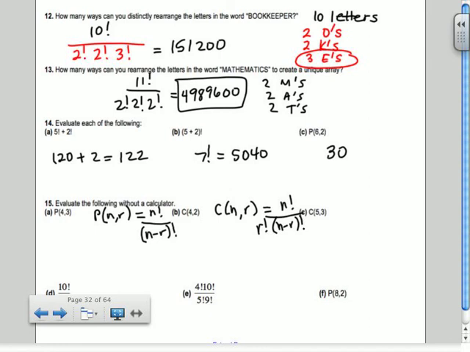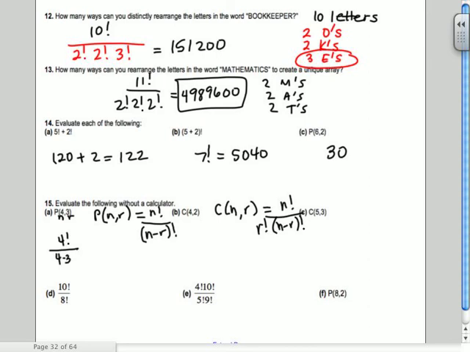Okay, now the next one, say without a calculator. Your formula for permutations is n factorial over n minus r factorial. So n is your first number, r is the second number. So we have 4 factorial over 4 minus 3 factorial, which ends up being 1 factorial, which is 1. So you get 4 factorial over 1 factorial. So you get 4 times 3 times 2 times 1, which is 24.